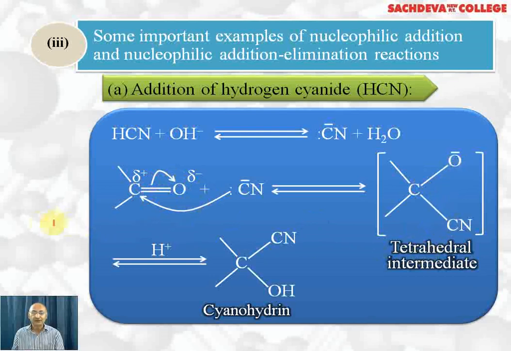The geometry, this was planar sp2 hybridized carbonyl carbon. Now it has changed to tetrahedral structure. This oxygen with negative charge picks up H positive ion and forms cyanohydrin. That explains how hydrogen cyanide is added to carbonyl group, and this is a nucleophilic addition reaction because it is initiated by cyanide ion, which is a nucleophile.